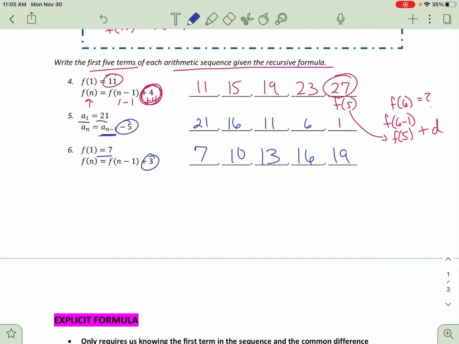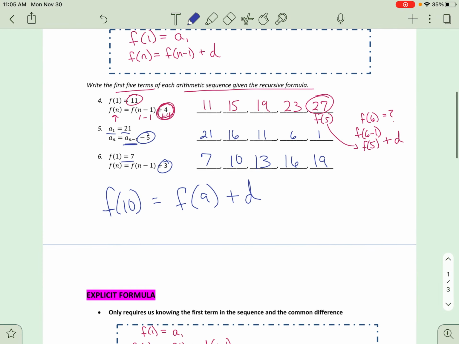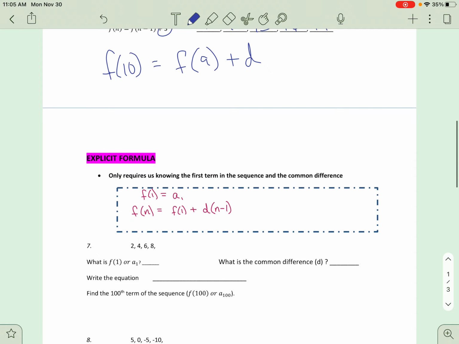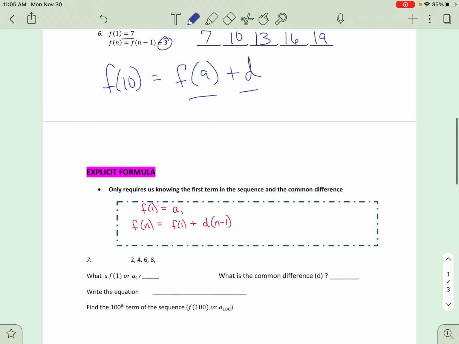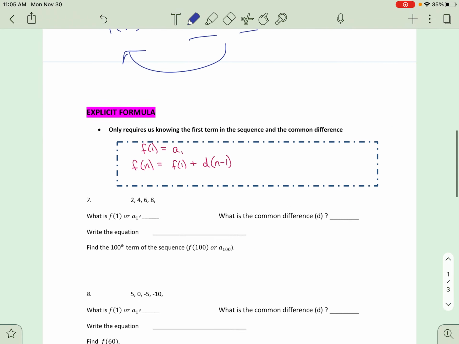Recursive says you have to know the previous to get to the new one. So if I want the f of 10, I have to know what is f of 9 plus the common difference, right? That's what it means. So what is the 9th term, and then add the common difference, and that gets you to 10.